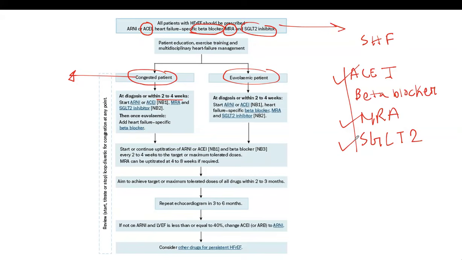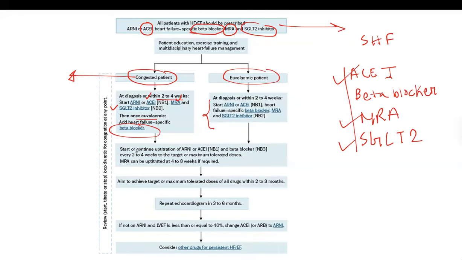Okay. So according to the guideline, at diagnosis or within 2 to 4 weeks, we can start an ACE inhibitor like ramipril, perindopril, those medications, an MRA, which is the mineralocorticoid receptor antagonist, and that's your spironolactone, and an SGLT2 inhibitor, which is your dapagliflozin or empagliflozin. Then once patients become euvolemic, which means there is no longer congestion, then you can start the patient on a beta blocker. If the patient is euvolemic, you start all the 4 together.